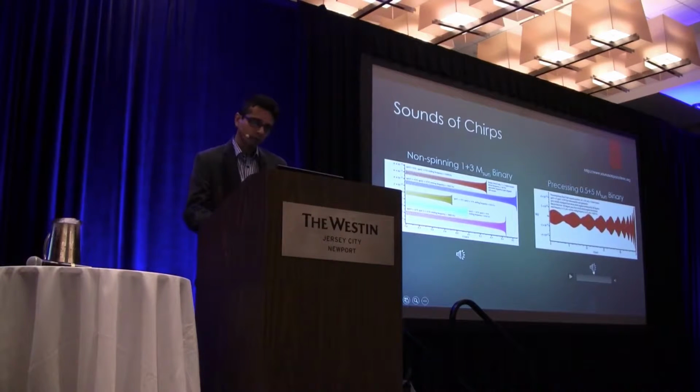So again, stellar mass black holes, but this time the black holes are spinning, and the axis of the spin of the black holes is not aligned.